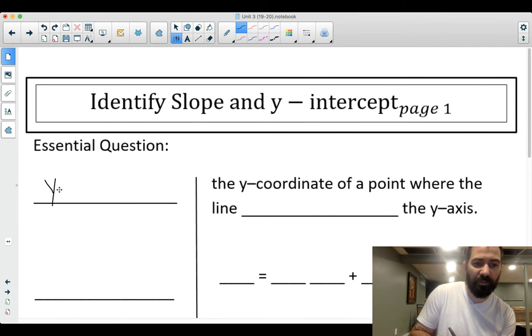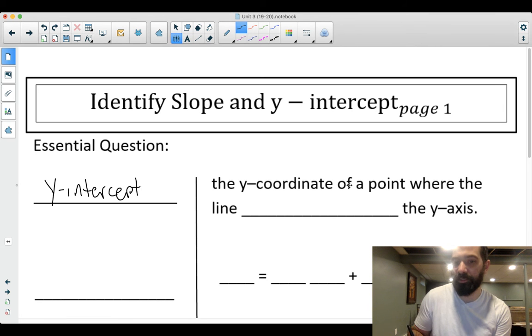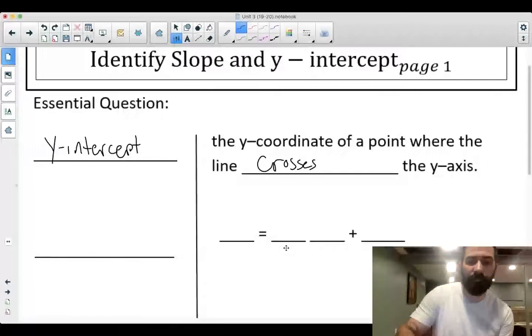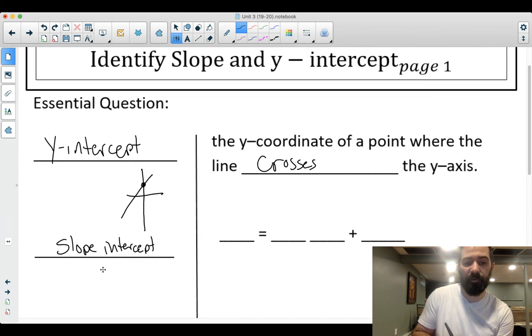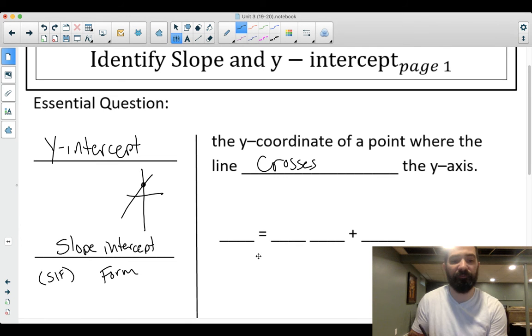First, we need to know what is the y-intercept. The y-intercept is a point on a line. It's the y-coordinate of that point where the line crosses the y-axis. We have a graph, and we have a line that goes on that, the point where it crosses the y-axis. We can use that y-intercept to help create an equation in what's called slope-intercept form. And that we sometimes abbreviate as SIF, slope-intercept form.